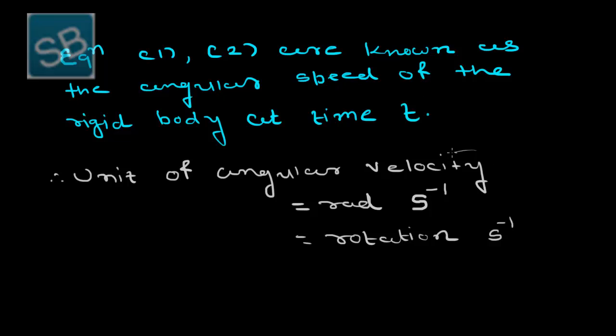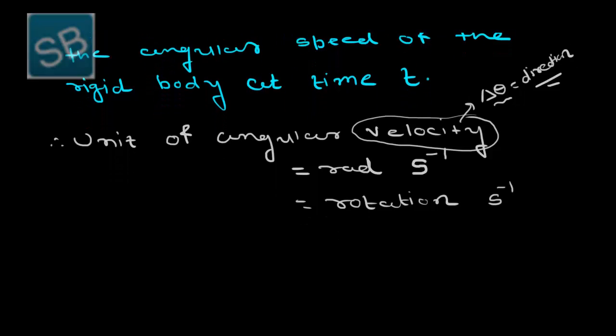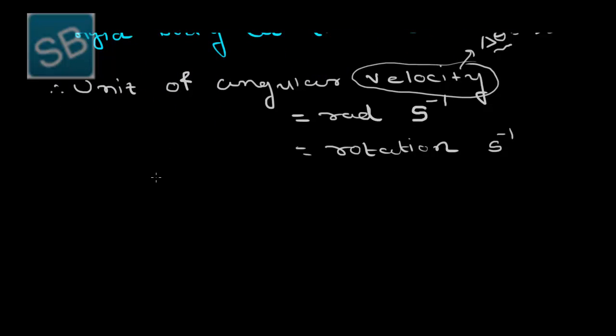But whenever you consider velocity, the direction of displacement is necessary. That means the direction of delta theta is important, and the direction of angular velocity can be determined by the right hand screw rule.